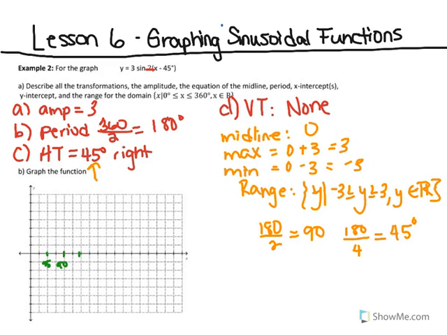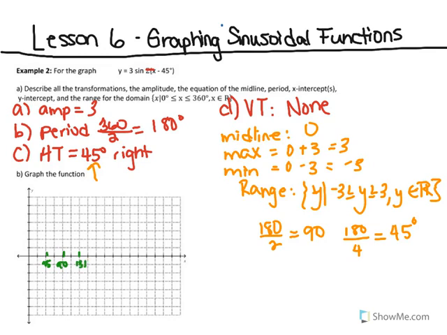135, 180, 225, 270, 315, and 360. And up and down, we can go every 2 is 1. 1, 2, 3. Negative 1, negative 2, negative 3.